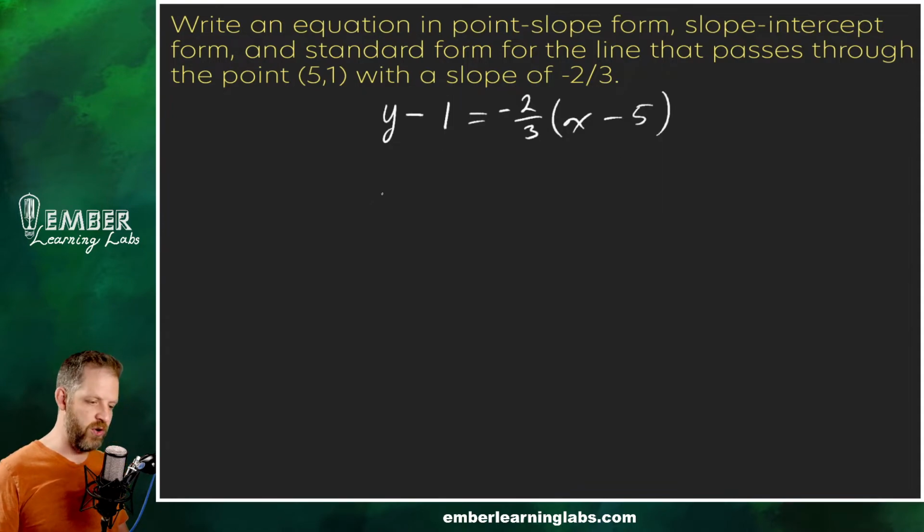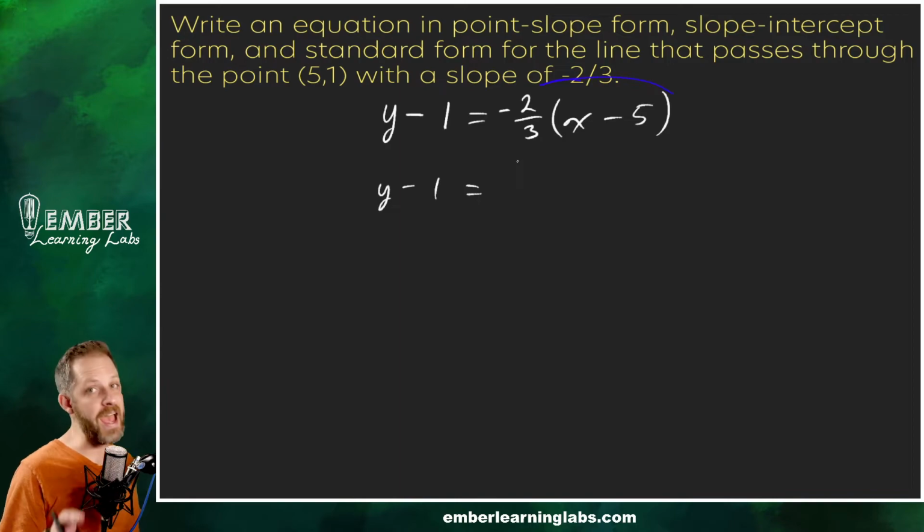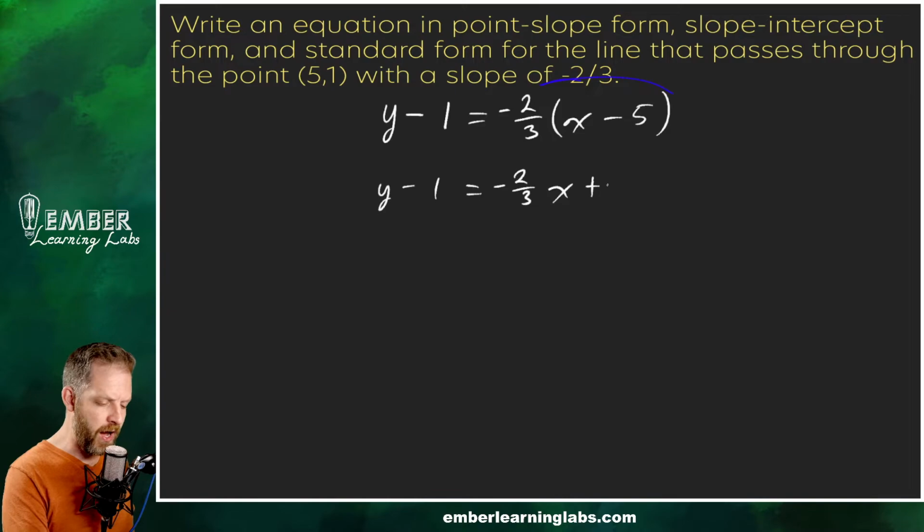Now to get to slope-intercept form, what do we need to do? Well, we first need to distribute this -2/3. So y minus 1 equals, what's -2/3 times x? Well, it's -2/3 x, right? That's no big deal. And then -2/3 times -5 is positive 10/3.